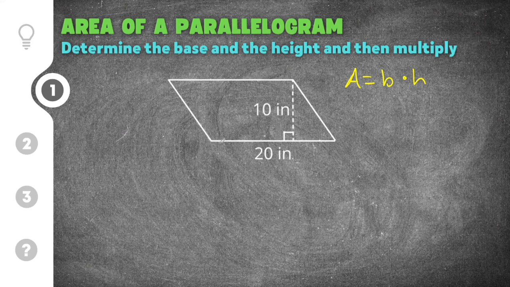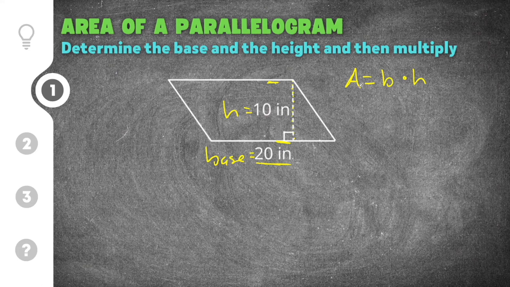In the case of this parallelogram, the base will be 20 inches here. Now the height will be the distance between the two sides. So this will be the height. So you can see that this is a side and this is a side, and the distance between them is shown by the dotted line here, and this will be the height of the parallelogram.